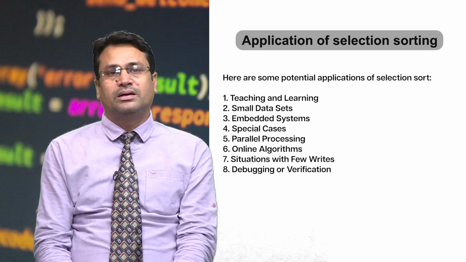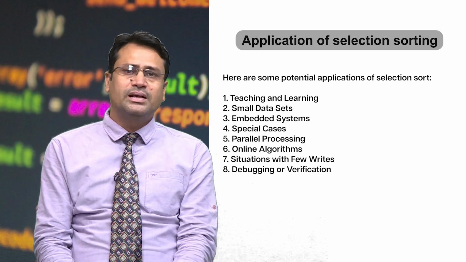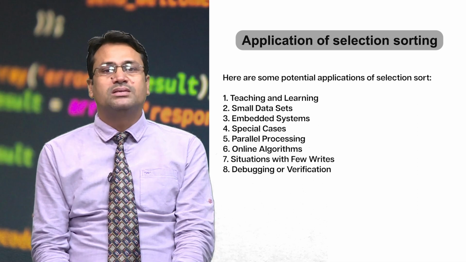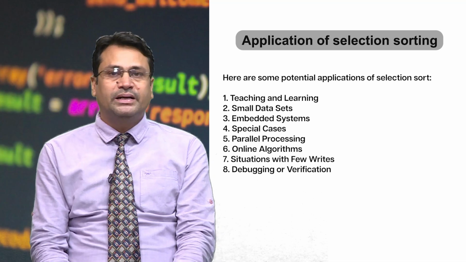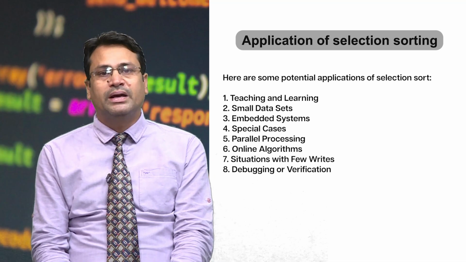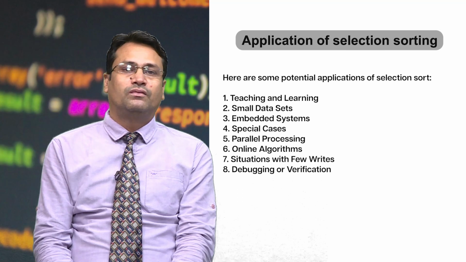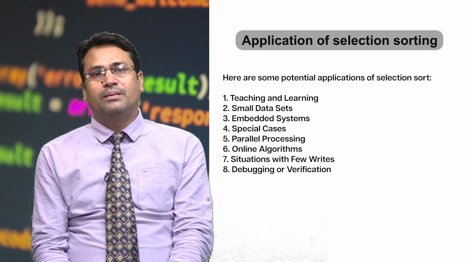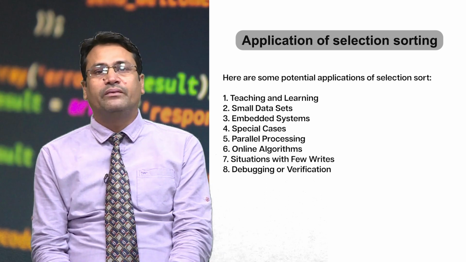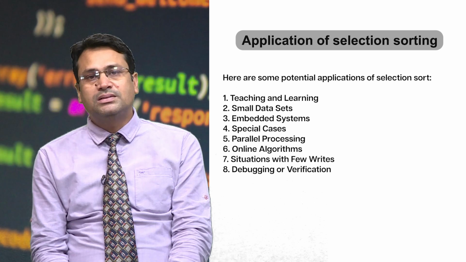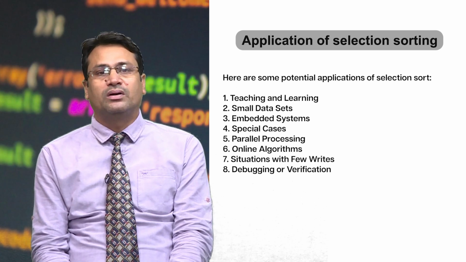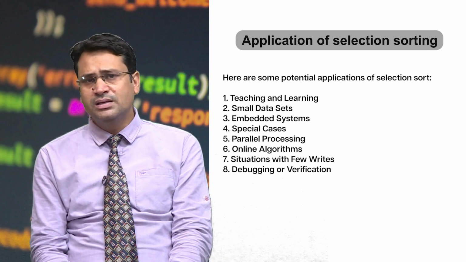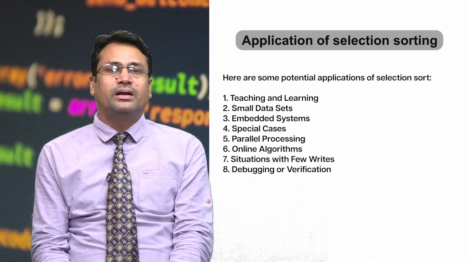The first application is teaching and learning. Selection sort is often used in educational settings to introduce students to the concept of sorting algorithms. Its simplicity and ease of understanding make it a valuable teaching tool for demonstrating the basic principles of sorting. The second application is small data sets. When dealing with very small data sets, the performance differences between selection sort and more efficient sorting algorithms may not be significant. In such cases, selection sort can be a quick and easy choice.